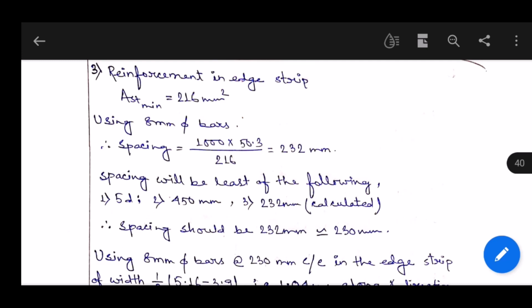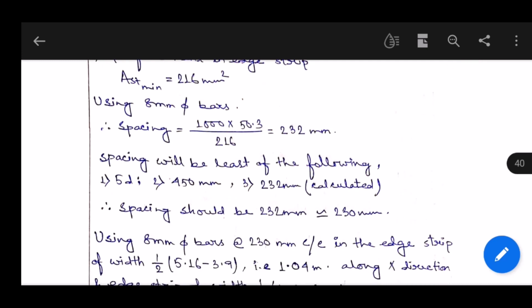Okay. So in each strip we calculated just like the distribution bar of a one-way slab. AST minimum is enough reinforcement for each strip. Okay, so we took area of steel as AST minimum, and spacing consideration is also like the distribution bar of a one-way slab. That's why the spacing amount will be the least of these following, slightly different than the main reinforcement.